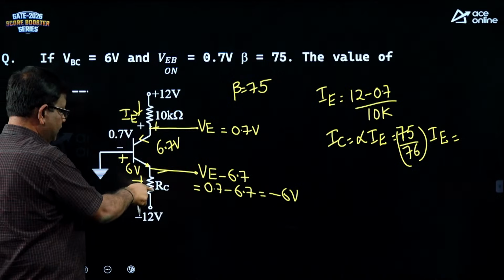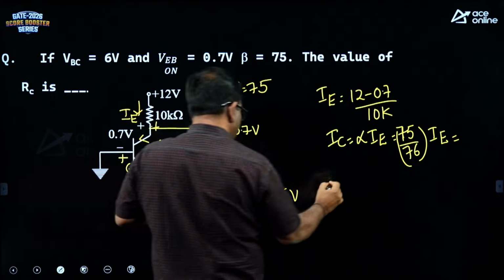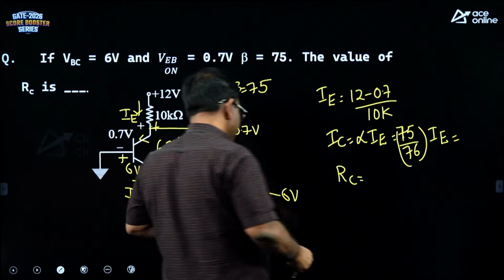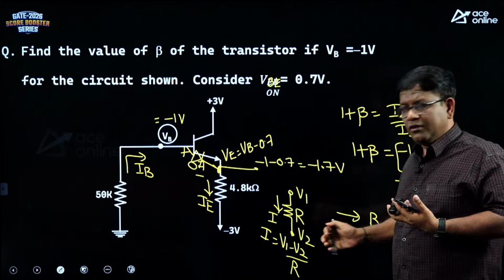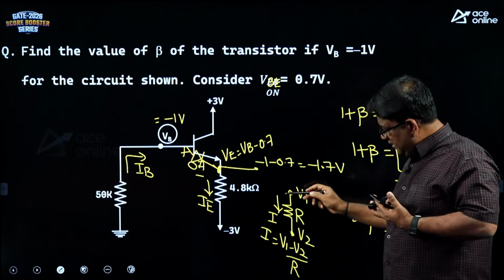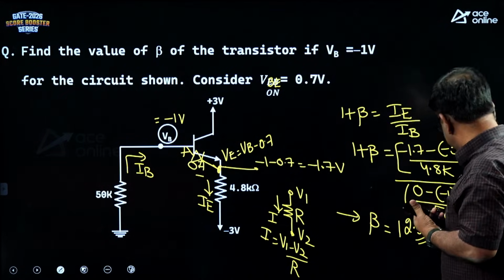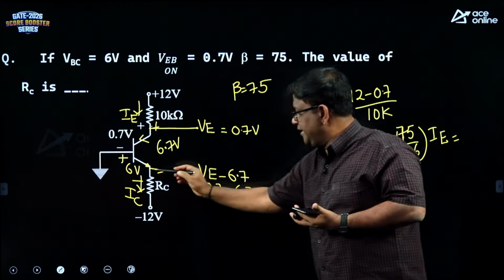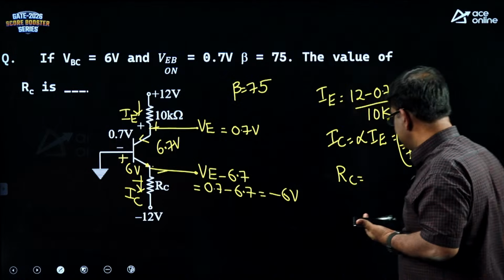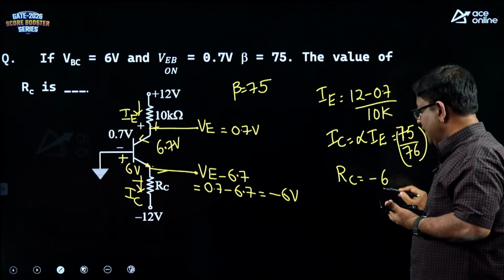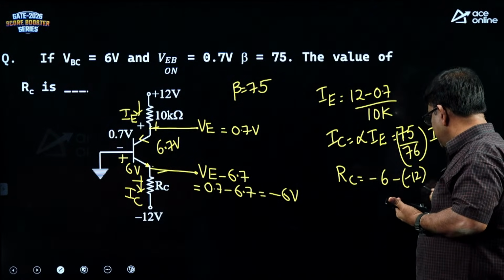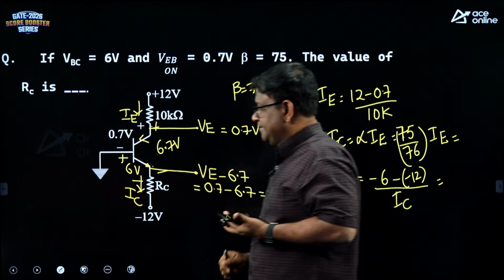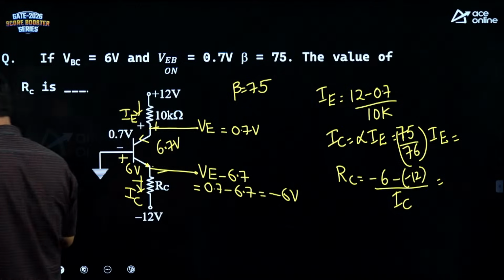So, now you can tell the value of RC by Ohm's law. RC is going to be the same formula I told you before. Do not forget Ohm's law, okay? Ohm's law says the current is potential difference by resistance. So, if anybody has trouble with Ohm's law, please follow that. So, the resistance is V1 minus V2 by I, which is IC. So, substitute the value of IC.